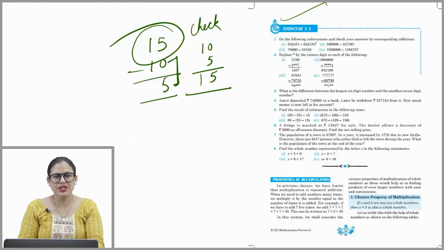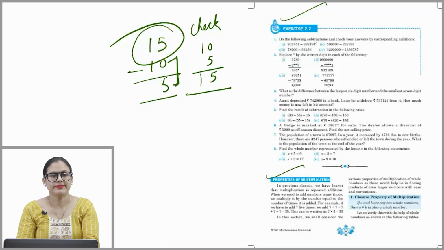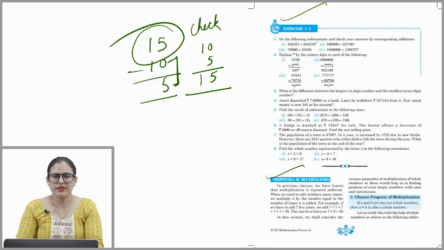Now, properties of multiplication. In previous classes, we have learned that multiplication is repeated addition, right? When we need to add numbers many times, we multiply it by the number equal to the number of times it is added. For example, if we have to add 7 five times, we add 7 plus 7 plus 7 plus 7 plus 7 is equal to 35. This can be written as 7 into 5 is equal to 35.